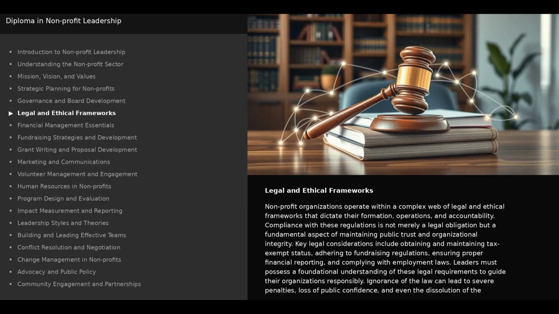Leaders must possess a foundational understanding of these legal requirements to guide their organizations responsibly. Ignorance of the law can lead to severe penalties, loss of public confidence, and even the dissolution of the organization. Proactive legal counsel and internal compliance mechanisms are essential.